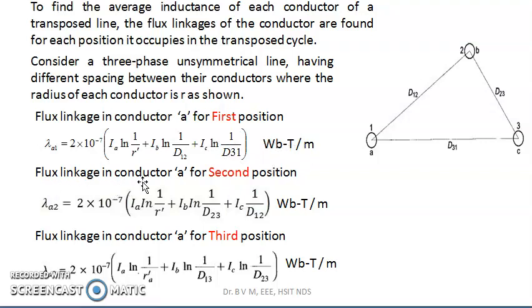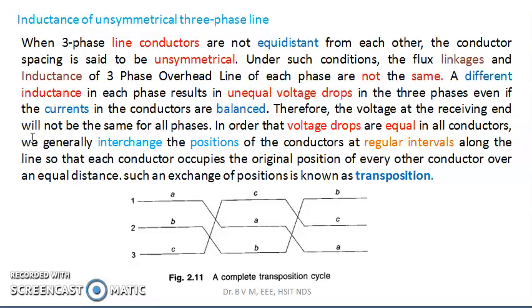Flux linkages in conductor A for the second position. What is the flux linkages of conductor A in the second position?